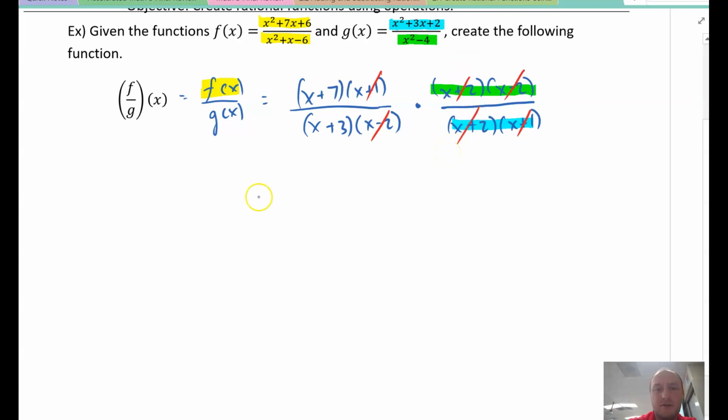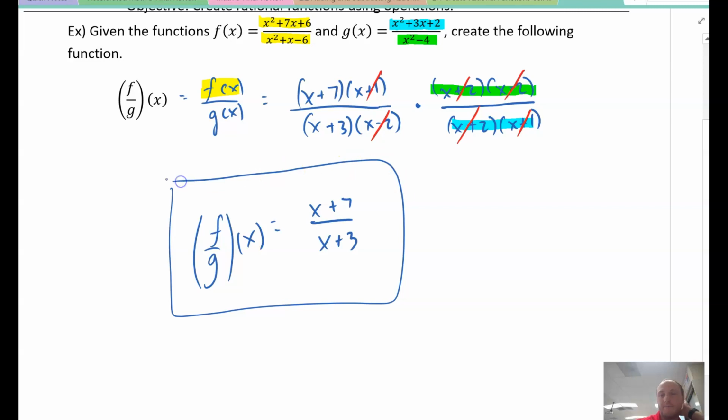So there wasn't much to this function. This function just ends up being x plus 7 over x plus 3. Let me double check my notes just to make sure. And then notation wise, this is f divided by g. F divided by g, big parentheses of x, is equal to that. There you go. That's it.